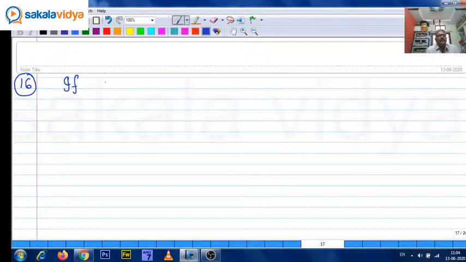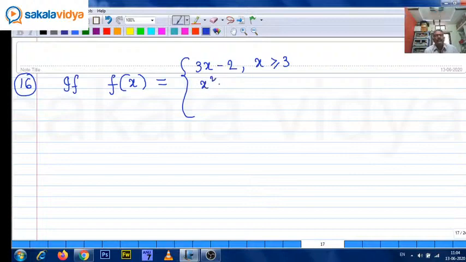If f of x equals 3x minus 2 for x greater than or equal to 3, x square minus 2 for minus 2 less than or equal to x less than or equal to 2, and 2x plus 1 for x less than minus 3. The function is defined in such a manner.